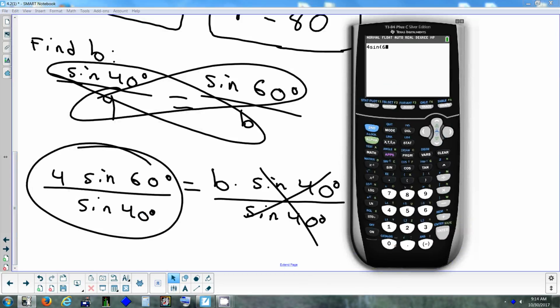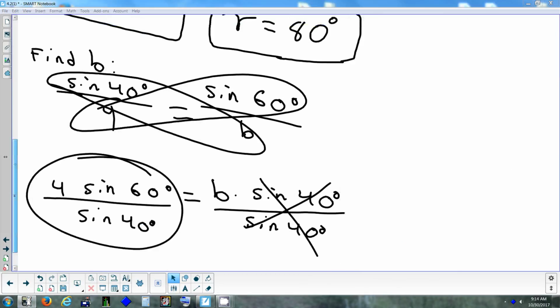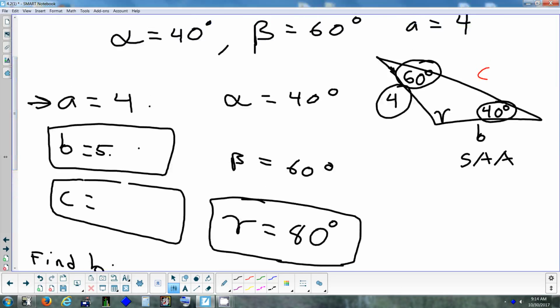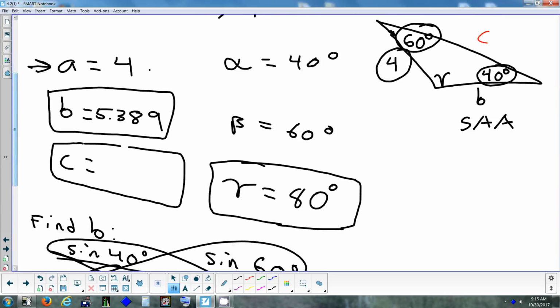4 sine 60. It's important I close that parenthesis if I'm going to type everything in at the same time. Divided by sine of 40. Not as important that I close the parenthesis on the end because there's nothing else coming after it, but I like to close it. Okay, so we get 5.38 now. Okay, so that's B. Okay, so we got 5 out of 6 things. We have one thing left to find, which is C.